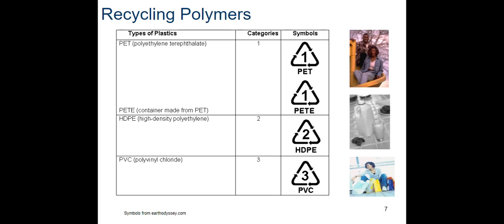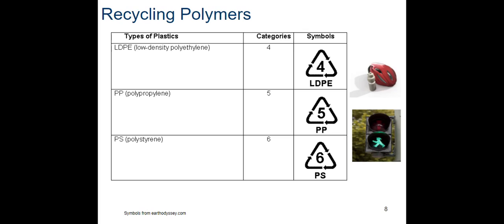This is a chart that represents the different types of recycled polymers. Number one stands for PET, polyethylene terephthalate. Again, it's a type of plastic. Number two is HDPE, high density polyethylene plastic, like what you'd see in a milk bottle. Number three is polyvinyl chloride or PVC containers. Number four is LDPE, low density polyethylene, such as you'd see here in this bicycle bottle or helmet. Number five is polypropylene. Six is polystyrene, which is what we typically call styrofoam types of containers.